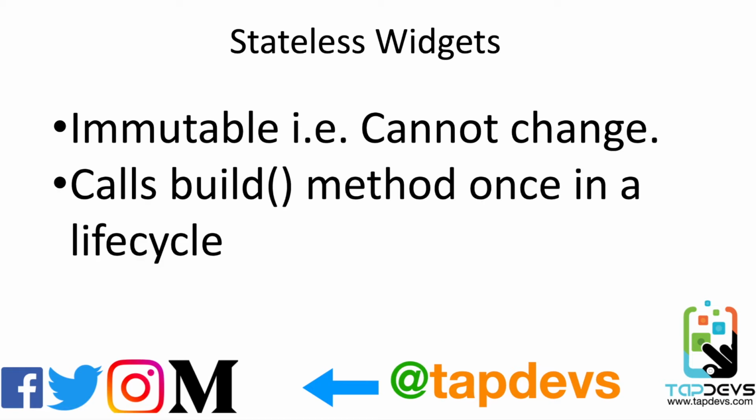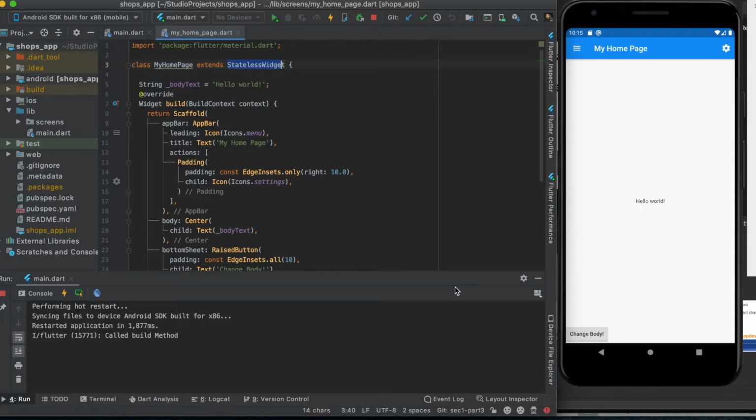And it calls the build method once in a life cycle. The build method always gets called once, and you cannot call it over and over again. So once it's created, it gets called only once unless it's destroyed. In order to change it, we need to convert this whole widget into a stateful widget.